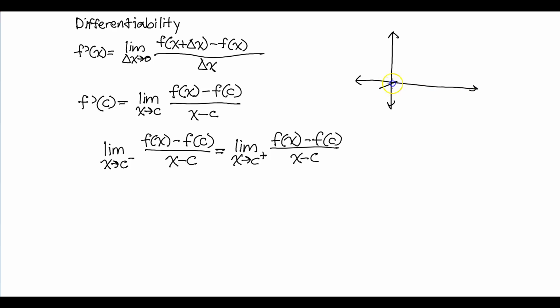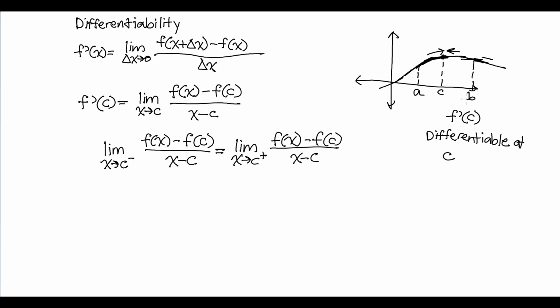Or basically, we have a function over here, and this is our c value. If the slope of the function approaches the derivative of c, f prime of c, the slope of the function at c, from the left and approaches the same exact value from the right, so approaches the same slope value from the left and the right, we say it's differentiable at c.